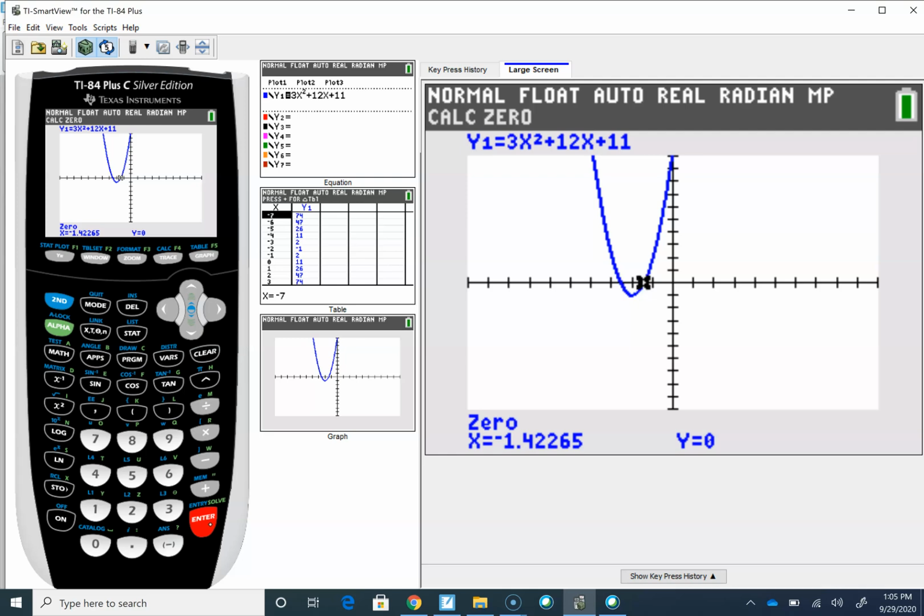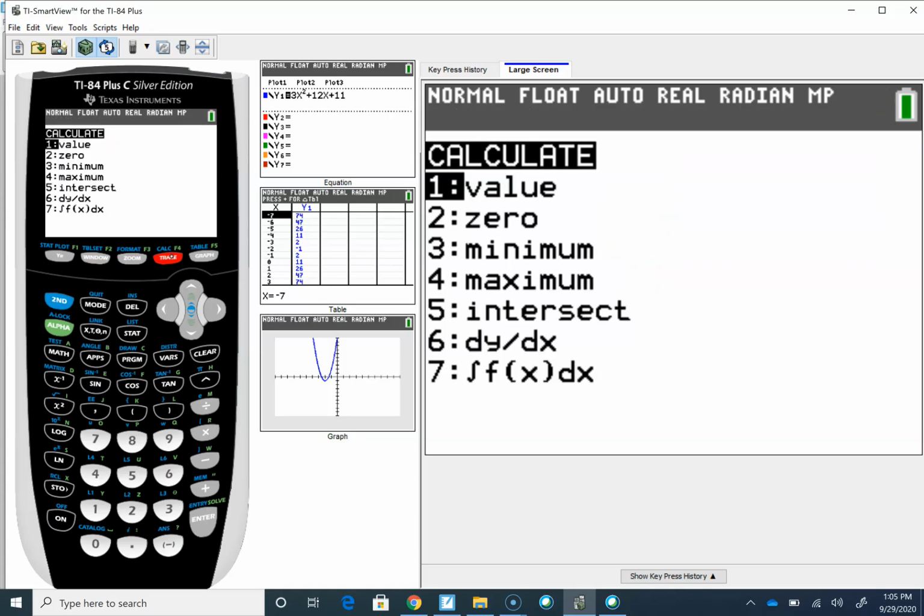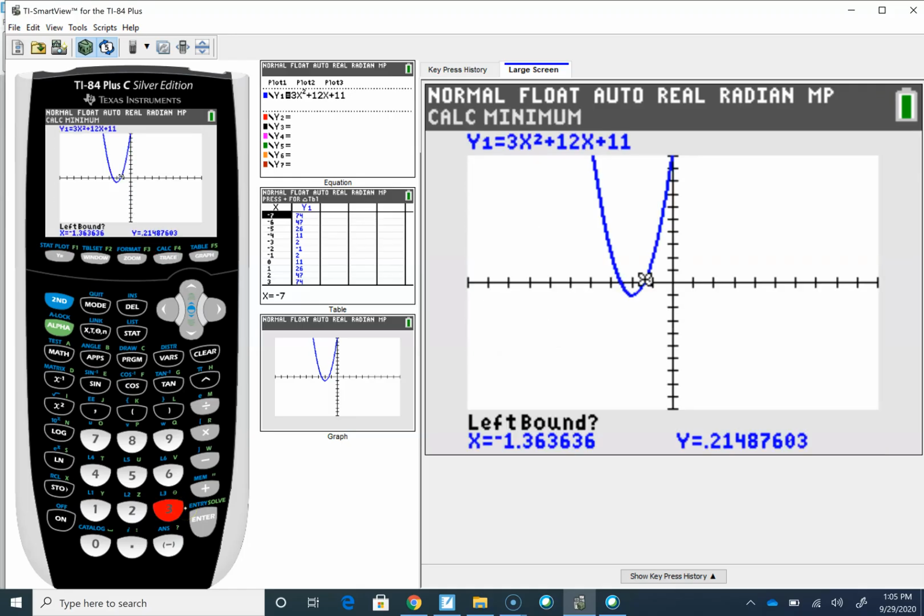Another thing I'm going to find while I'm on here is I'm going to find this vertex. So I'm going to calculate the vertex, which would be the minimum, so number 3. And I'm going to be to the left of the minimum and the right of the minimum, just following the directions. And this here, you're going to round this because this one is way out here, so you're going to round this to negative 2, negative 1.